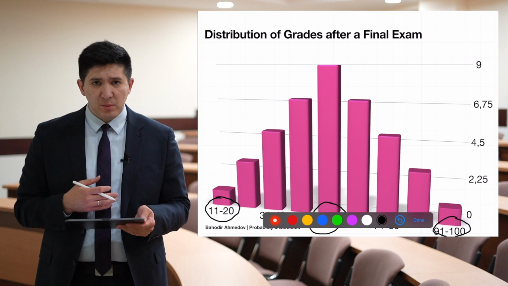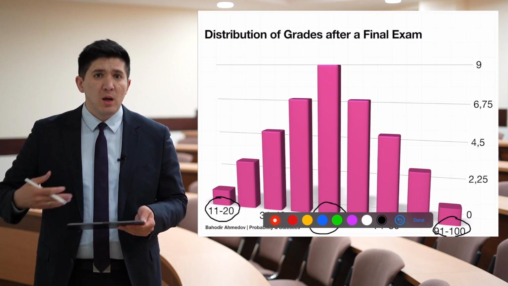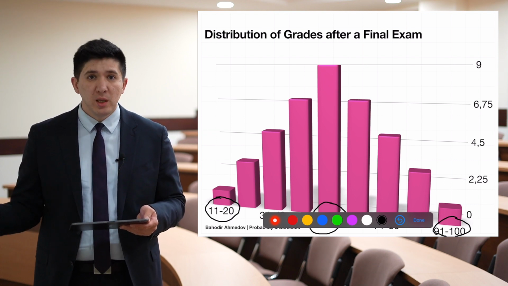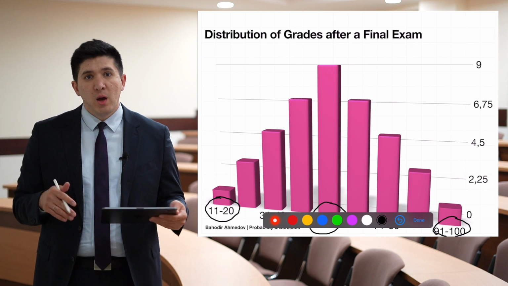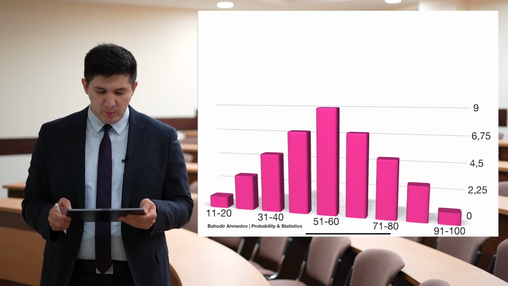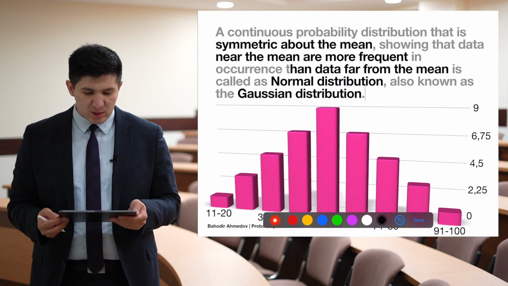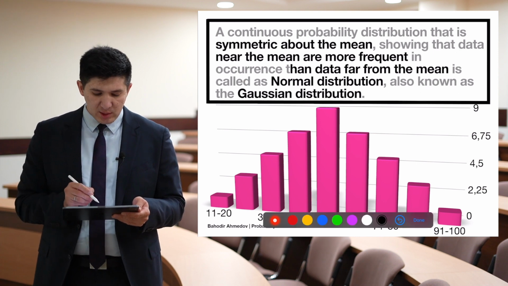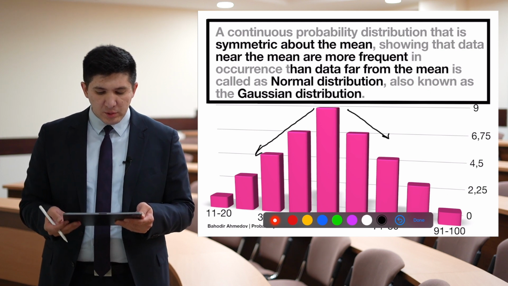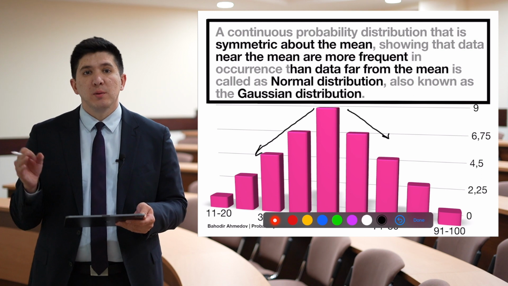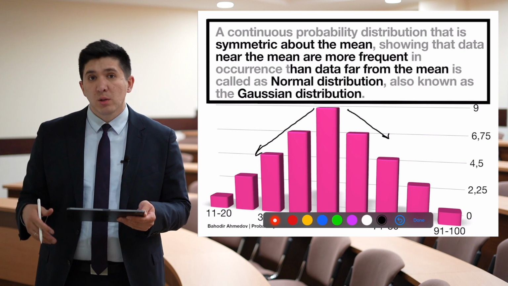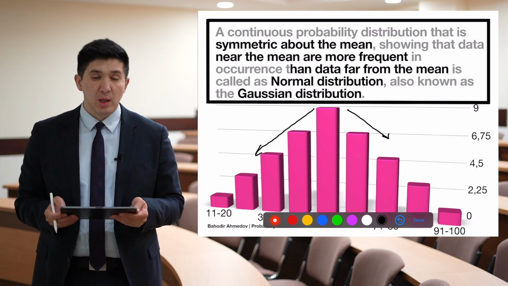So we call the distribution normal when a lot of the occurrences of your random variable are going to be around the mean. And the farther we go from the mean, the lower the frequencies are going to be. So this is what we call a normal distribution: a continuous probability distribution that is symmetric about the mean. You can see that this curve goes symmetrically around the mean, showing that the data is more frequent near the mean, and as we go from the mean, the frequency gets lower and lower. It's called the normal distribution, or sometimes the Gaussian distribution.